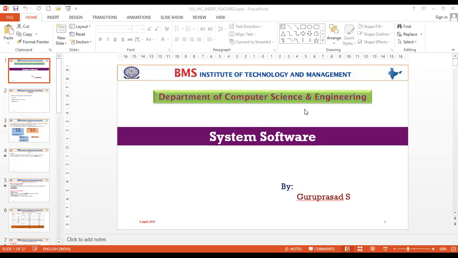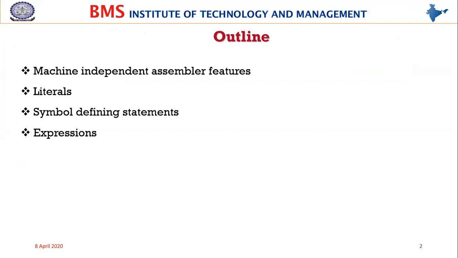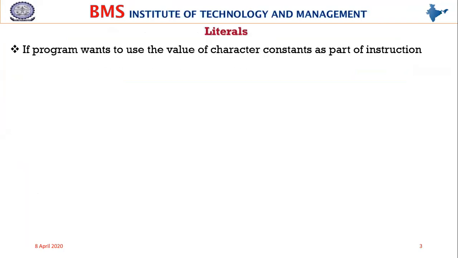Good morning, students. In the last class, we started with machine independent assembler features, which are the desirable features of the system software which is needed. These features are also illustrated using the SIC machine and SIC/XE machine as examples. First of all, last class we just dealt with the literals.